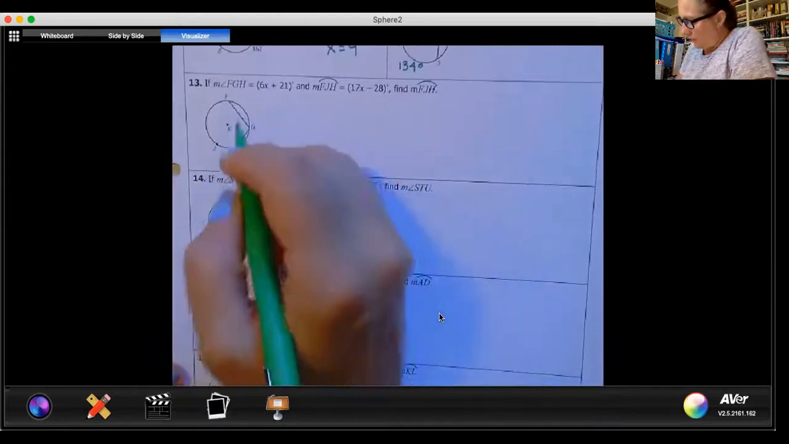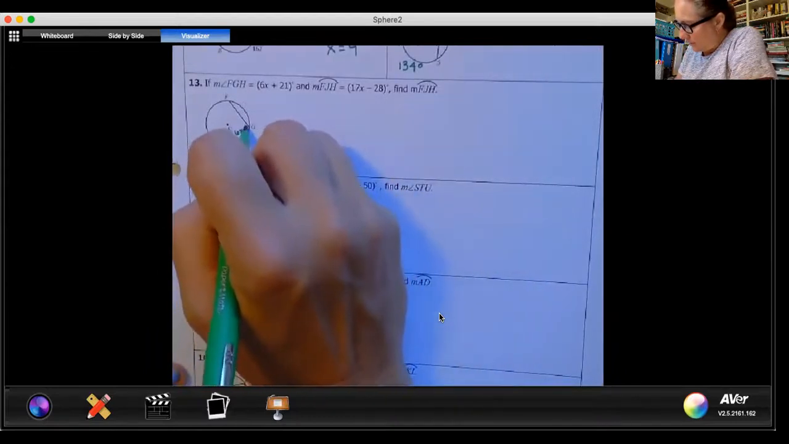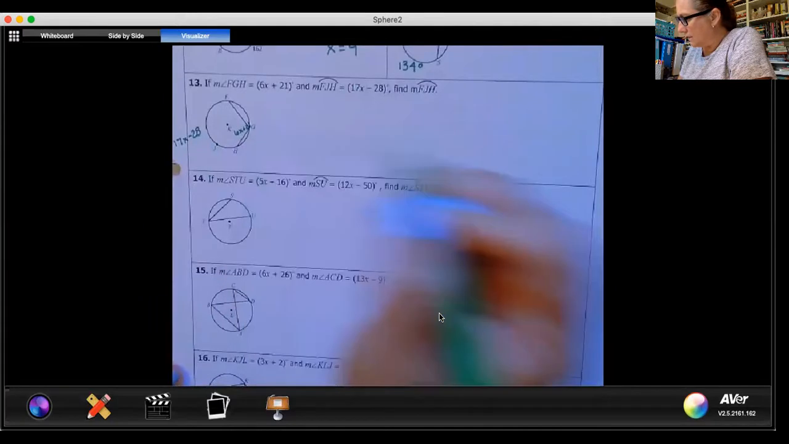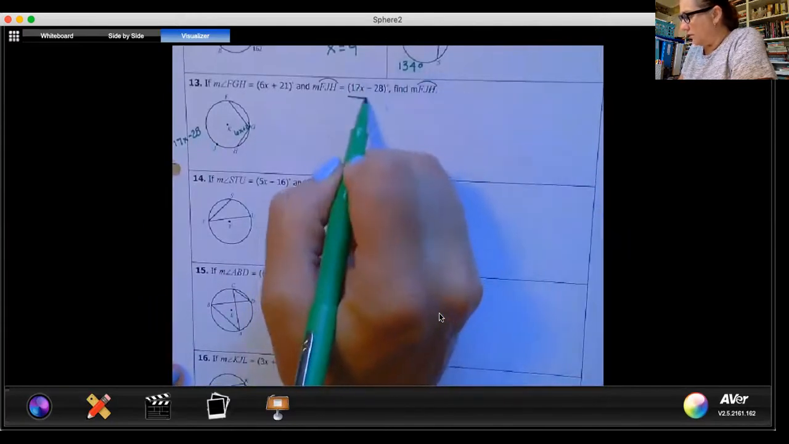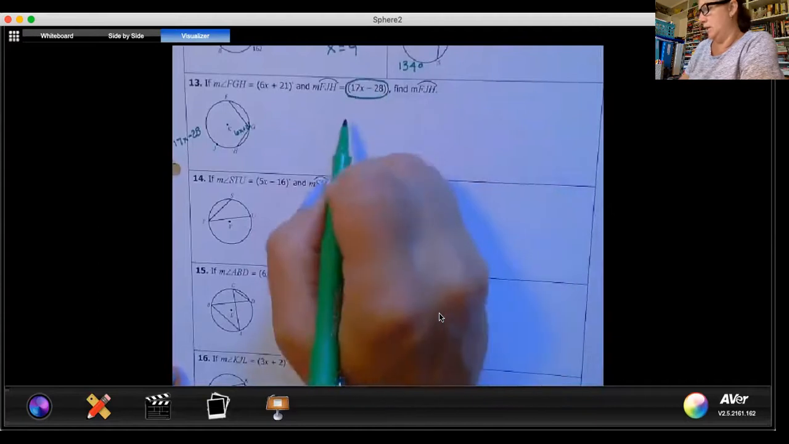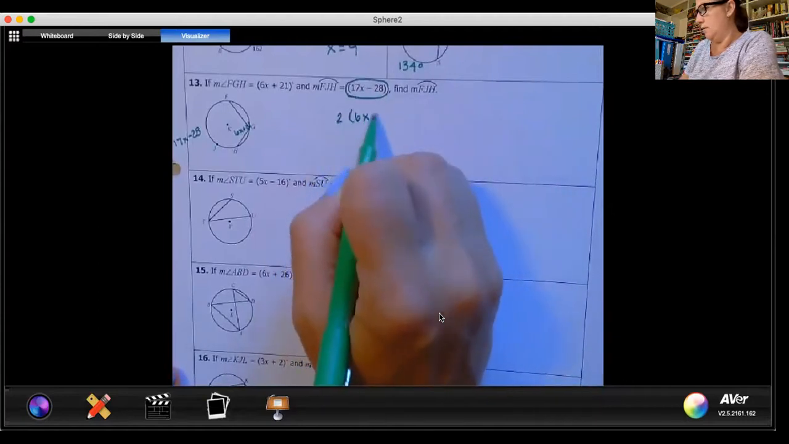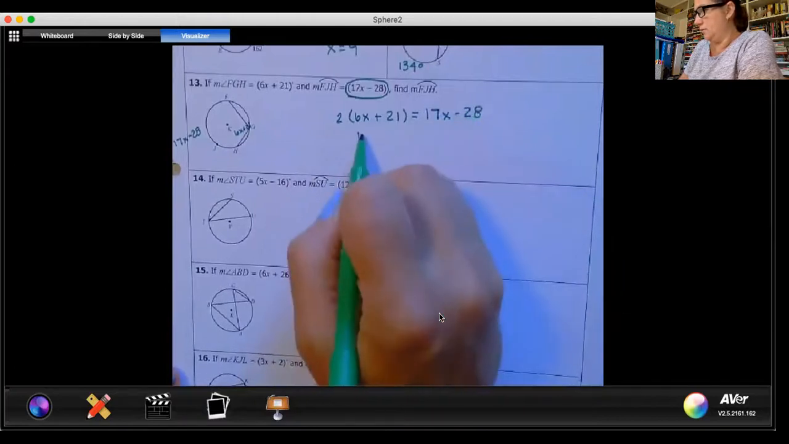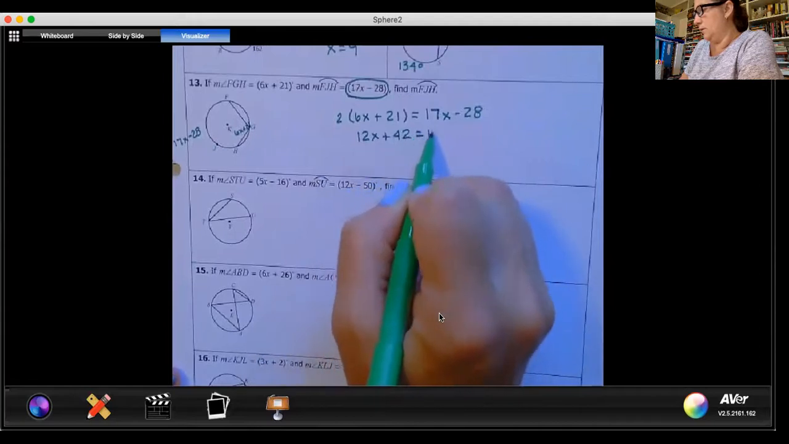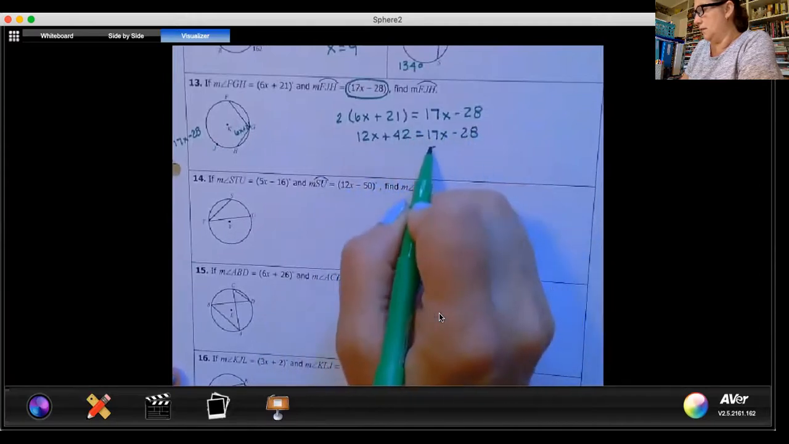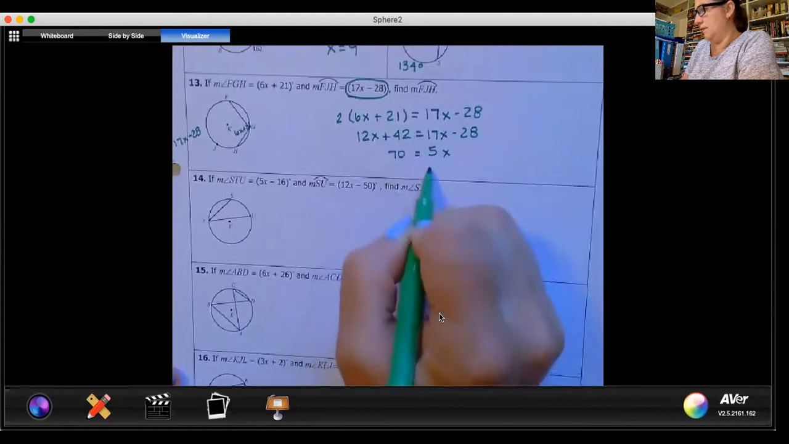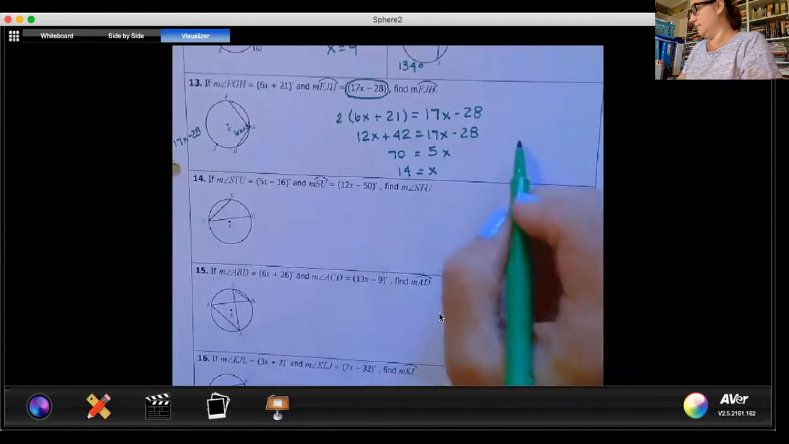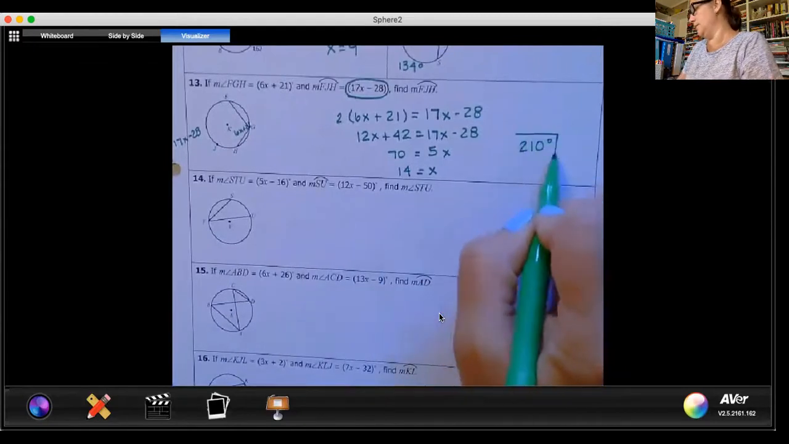If angle FGH is 6x plus 21, FJH is 17x minus 28, find the arc. So 2 times the angle equals the arc. So 12x plus 42 equals 17x minus 28. 5x is 70, so x is 14. 17 times 14 minus 28 is 210 degrees.